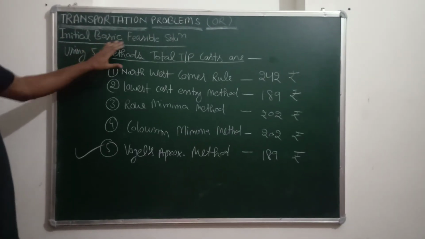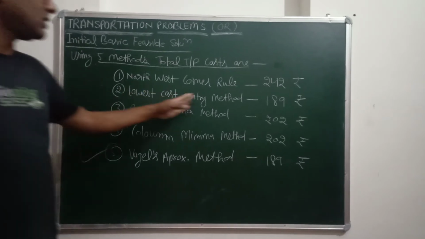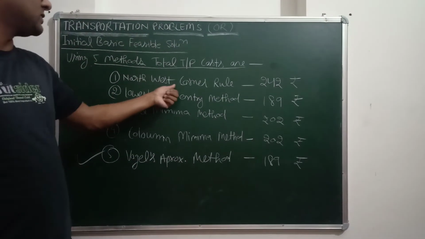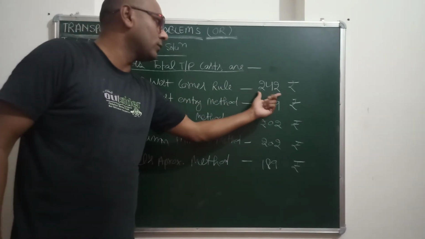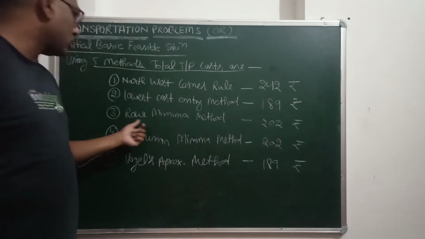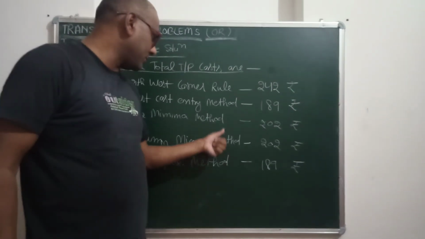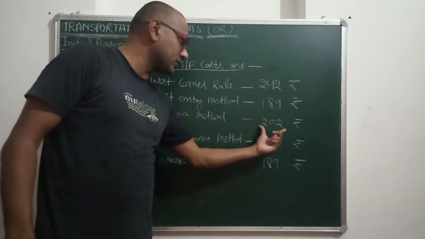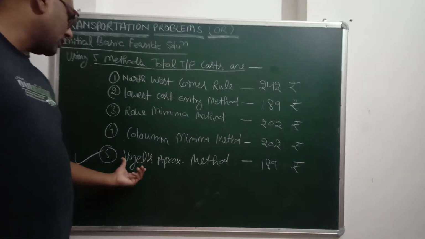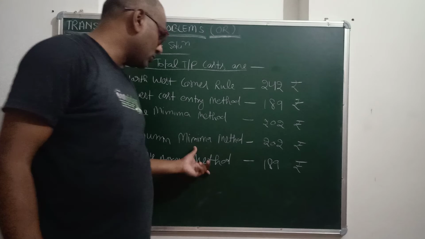So after using different methods, we have found the cost for transportation. From using the northwest corner rule, we have found the value of 242 rupees. Lowest cost entry method, the value is 189. Row minima and column minima methods have the same transportation cost, that is 202 rupees, and Vogel approximation provides a total minimum cost of 189.